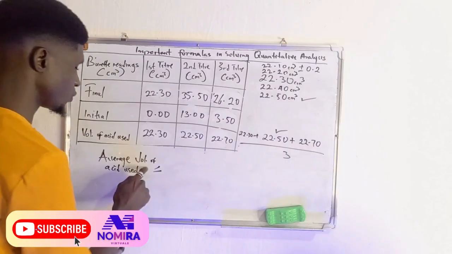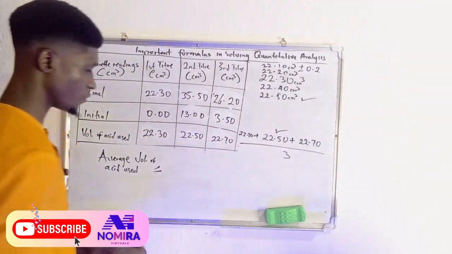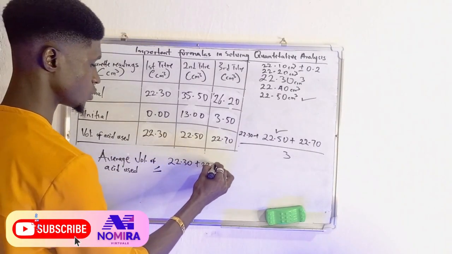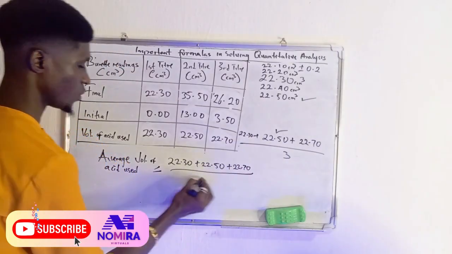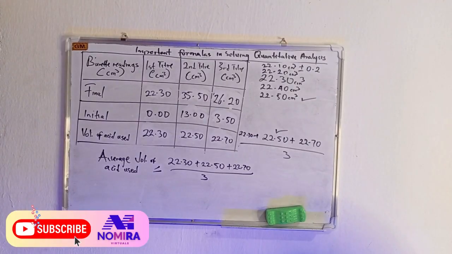So the average volume of acid used is this plus this plus this over 3. So we have 22.30 plus 22.50 plus 22.70, all over 3. Right? So this is it.